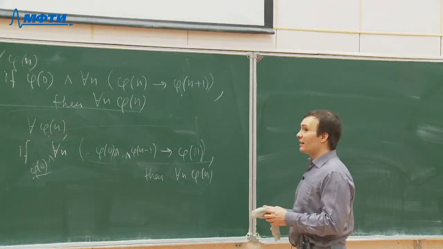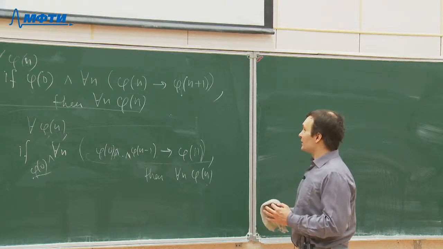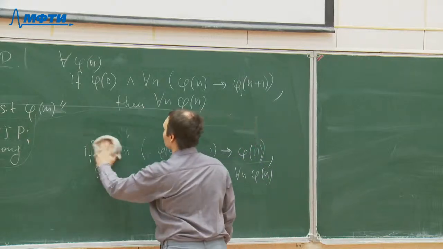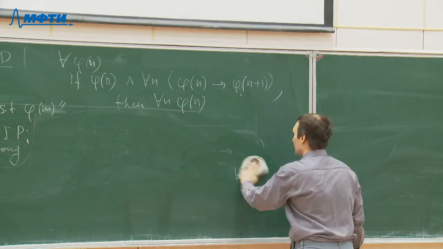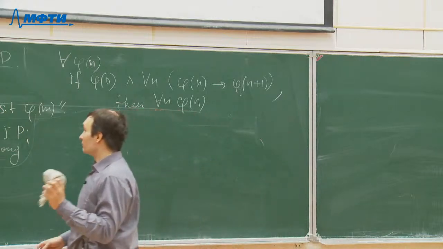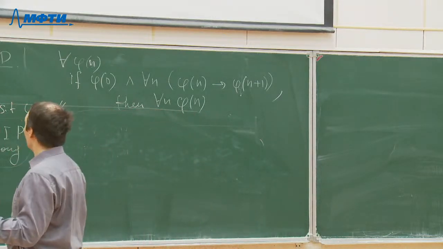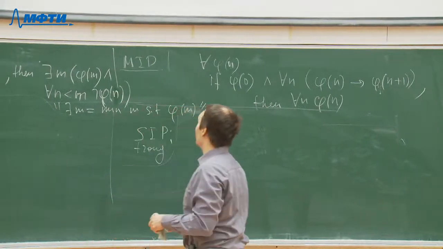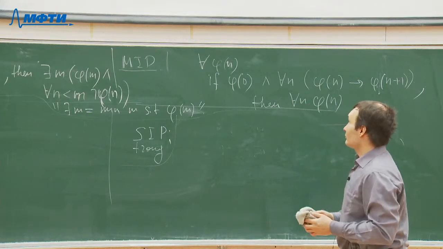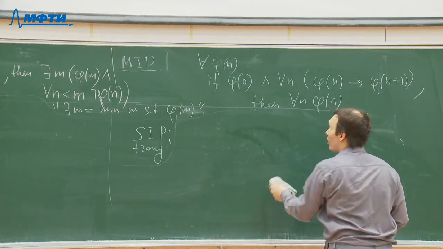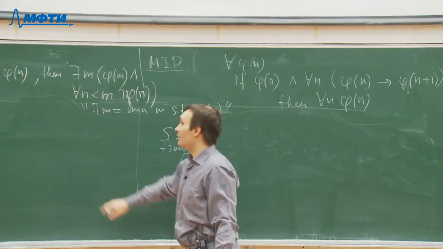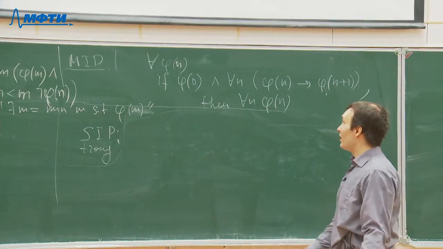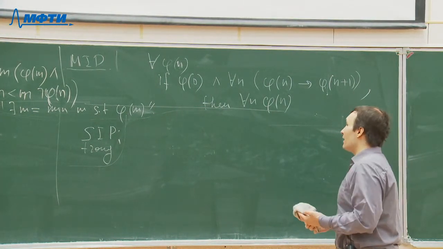But I realize that it doesn't sound too clear. So let's do it in a more systematic way. That's phi of n. Or otherwise, this quantifier wouldn't make much sense. So no lesser number satisfies phi. Okay.